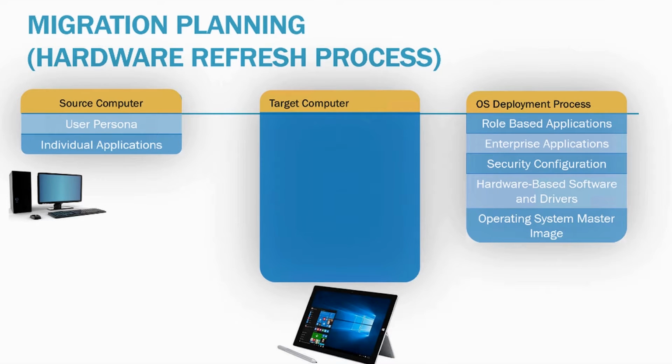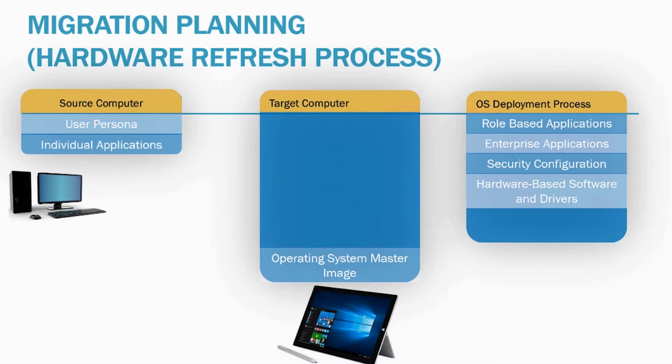So let's talk about our hardware refresh process and migration and what exactly goes into it. As you can see, we have a column on the left, a column on the right, and a target computer in the middle. Part of the OS deployment process, as we've already talked about, is the role-based applications. We've already talked about that. Our enterprise applications, security configurations, hardware-based software and drivers, an operating system master image, your user persona, and the individual applications. So let's actually watch those in process, how they would come down.